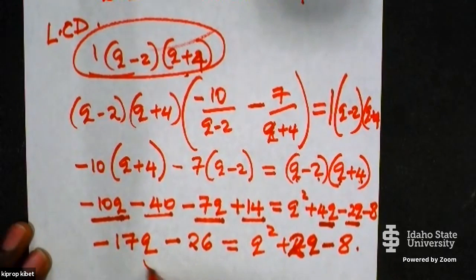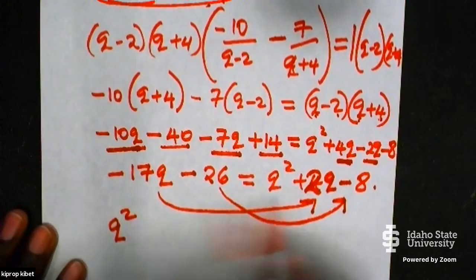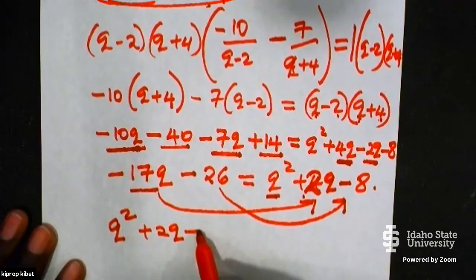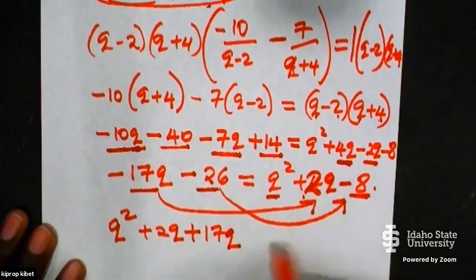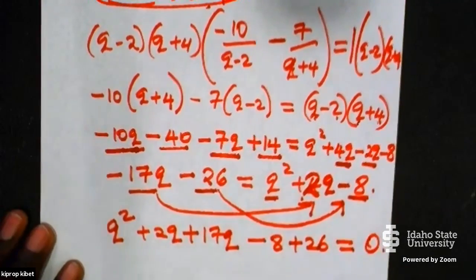So you can take this one to this side. You can also take this one to this side. So what do you get? q squared, which is this, and then plus 2q. We have plus 17q, which we have taken there, and then we still have this one, minus 8 plus 26 equals what? Equals 0.